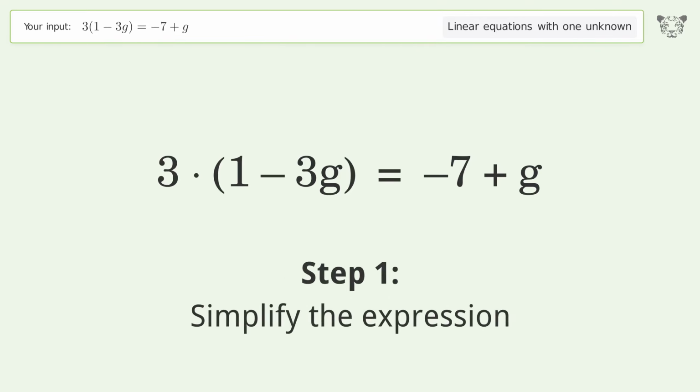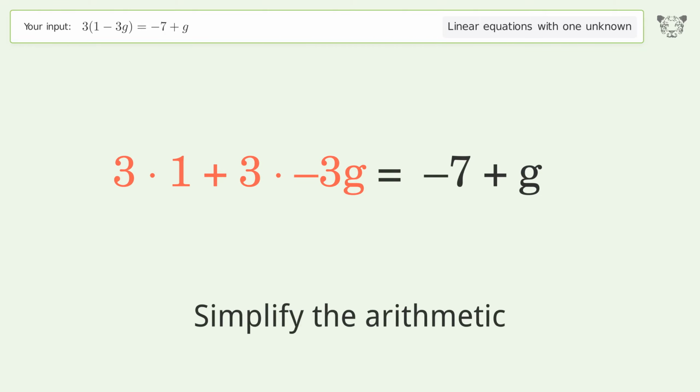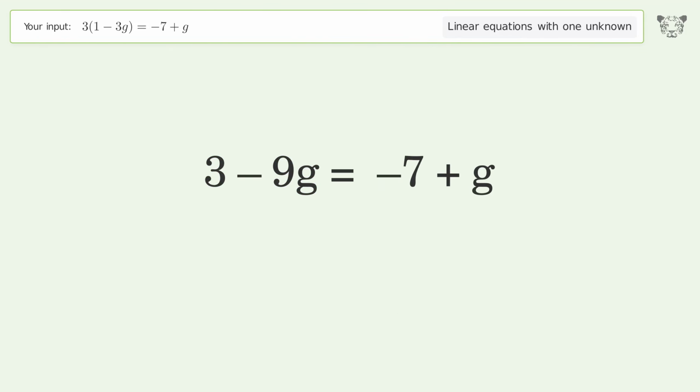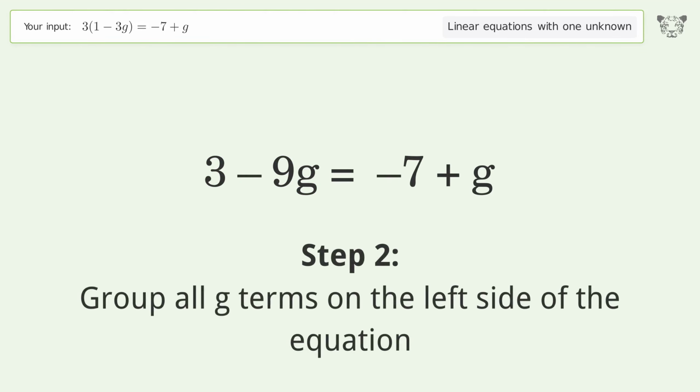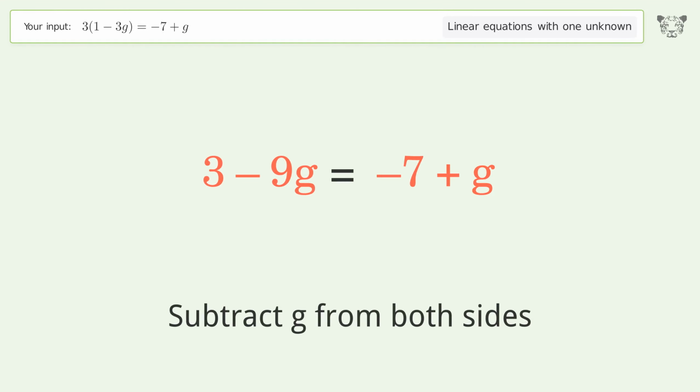Simplify the expression. Expand the parentheses. Simplify the arithmetic. Multiply the coefficients. Group all g terms on the left side of the equation. Subtract g from both sides.